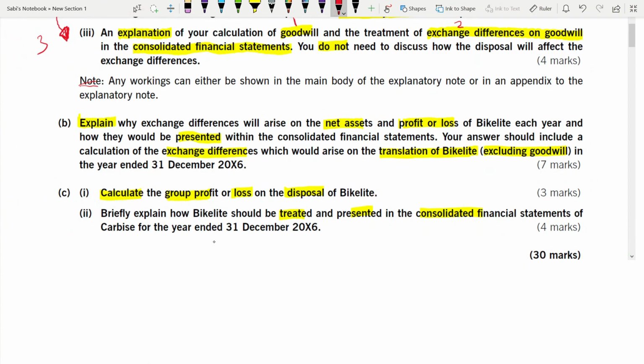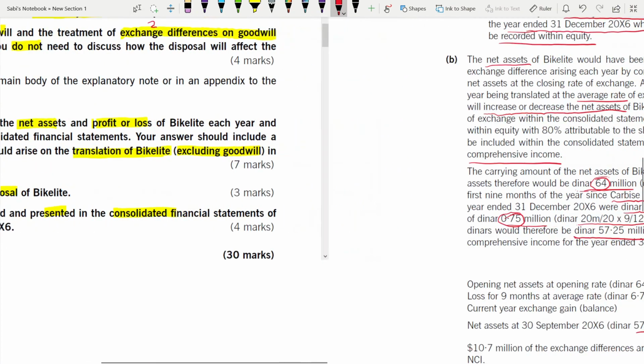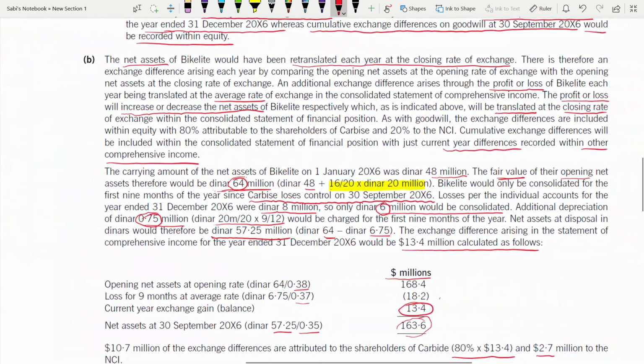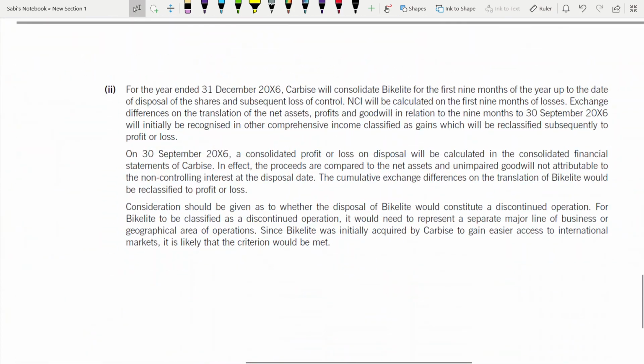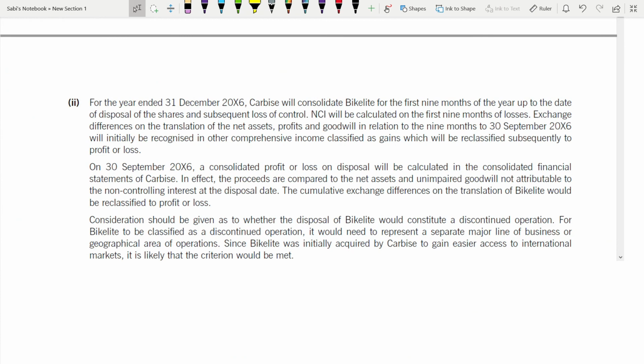How it should be treated and presented in the consolidated financial statements. Briefly explain how Bike Light, the whole company. Now, for the year ended 31st December 2006, Kerbers will consolidate Bike Light for the first 9 months. How many months? First 9 months it will consolidate, for the year up to the date of disposal of the shares and subsequent loss of control. Very important that you write these words. I will highlight it. One is date of disposal of shares, the other one is subsequent loss of control.